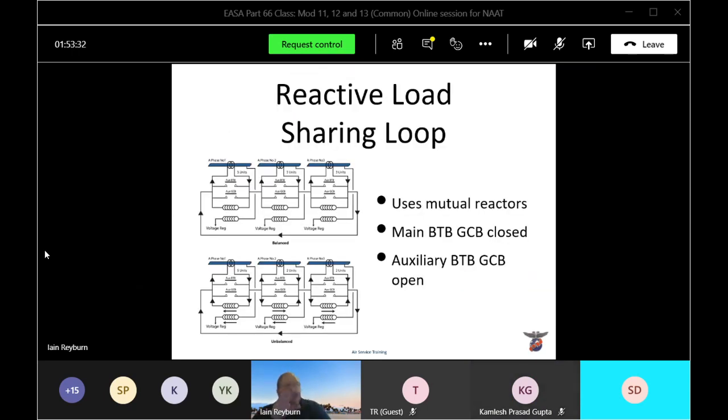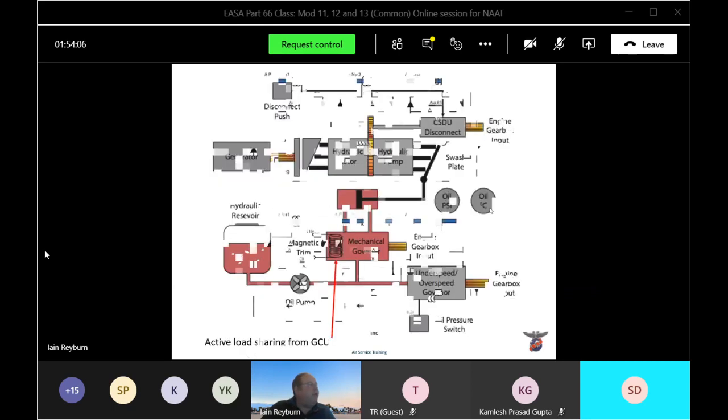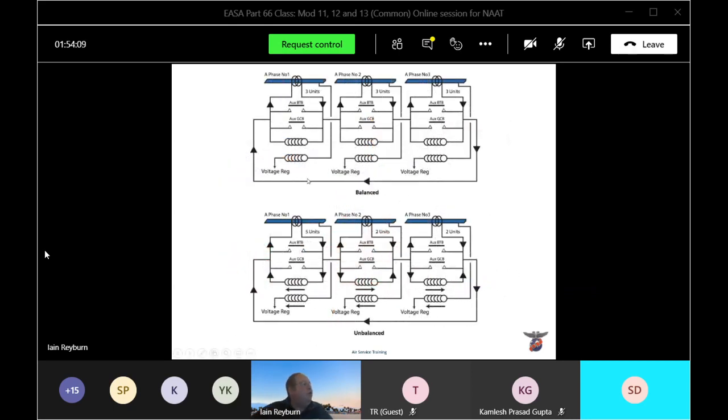Next thing we're going to look at is the reactive. So this is the bit for the capacitive and inductive, okay? The sensor this time is something called a mutual reactor, okay? If you actually look at it, gents, the system looks very, very similar. So let's have a look.